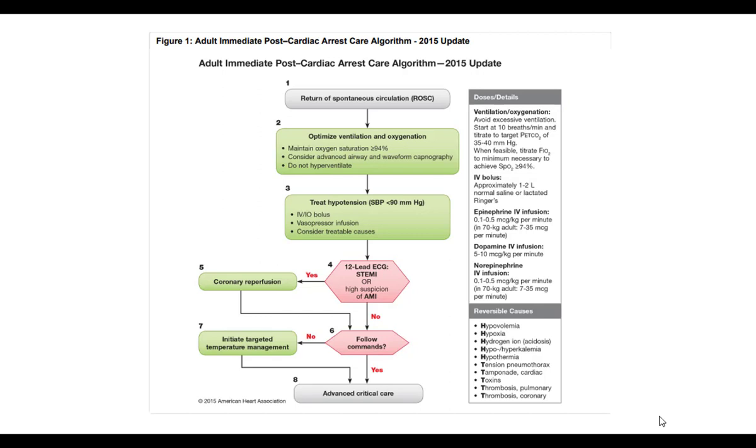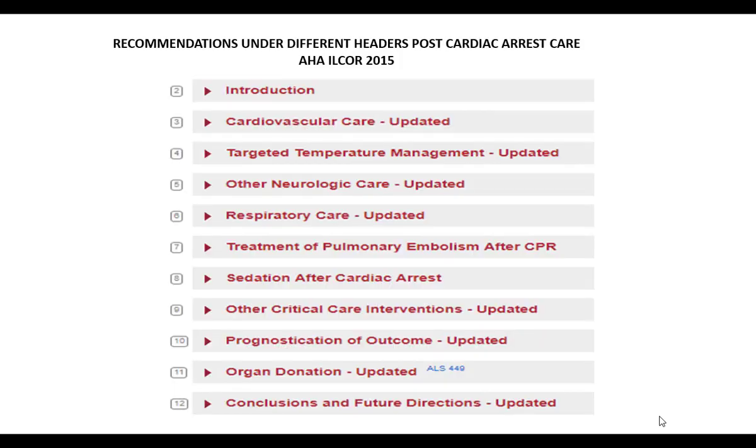If we rule out and manage the cause appropriately, then definitely the outcome is going to be much better. Now, these are the recommendations given by AHA. There are 15 committees worldwide: the American Thoracic Society, American Cardiac Society, American Heart Association, ILCOR, or Indo-European Society. All of them combined and finally gave these recommendations, which were modified in the year 2015, on what is to be done for patients who undergo cardiac arrest, and after that.